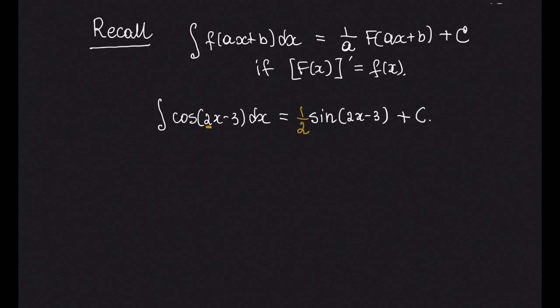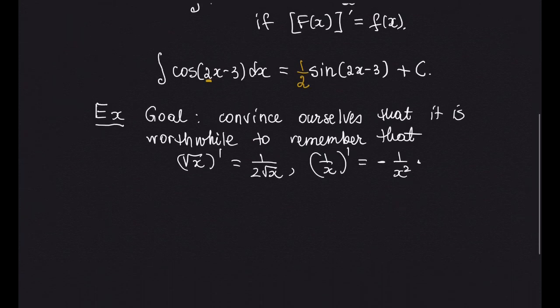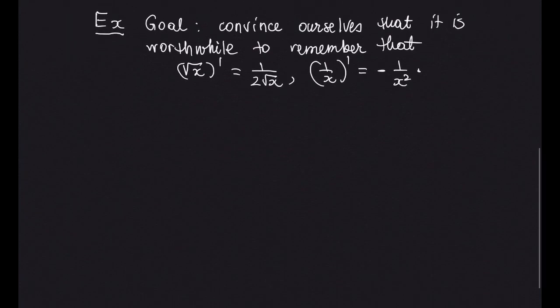All right, so let's now do a few examples. And the goal of these two examples is to convince ourselves that it is worthwhile to remember that the derivative of square root of x is 1 over 2 square root of x, and that the derivative of 1 over x is negative 1 over x squared. All right, so let's just go ahead and consider a few examples.